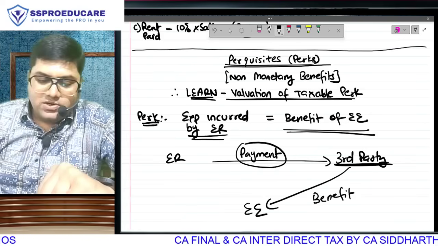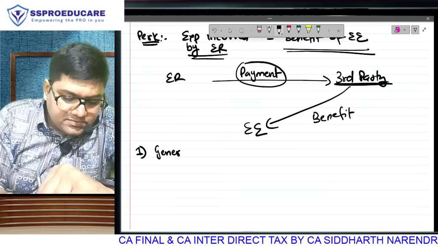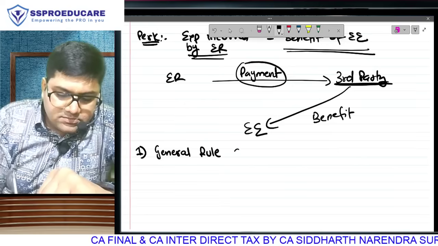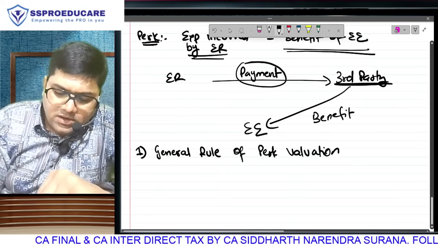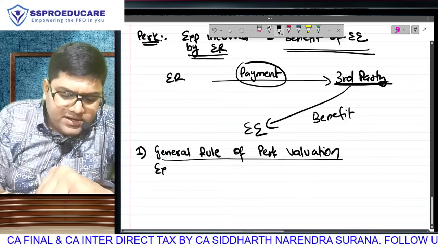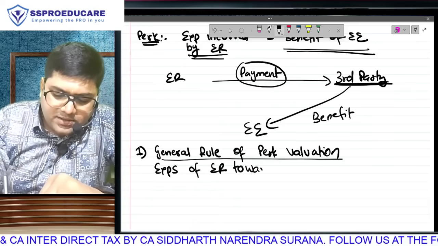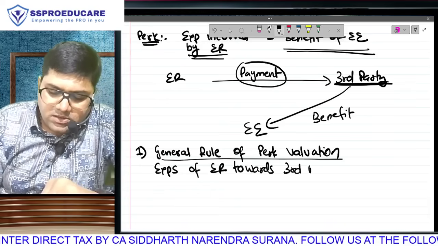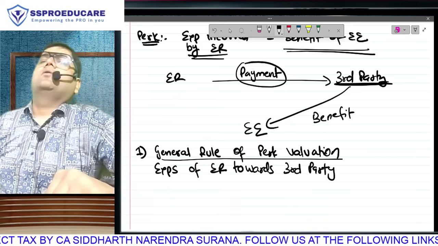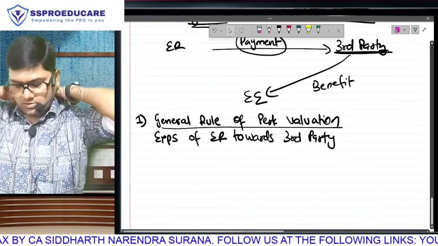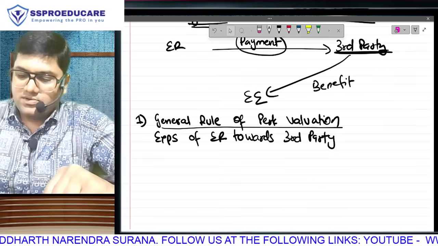Do you understand? So if you have to learn the general rule of perquisite valuation, it is very, very simple. Do you agree that whatever is the expense of the employer towards the third party is my saving? Expense of the employer towards the third party is my saving. Do you agree with this?